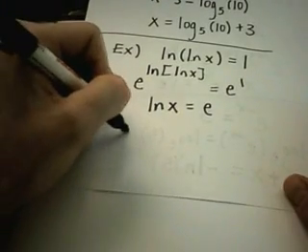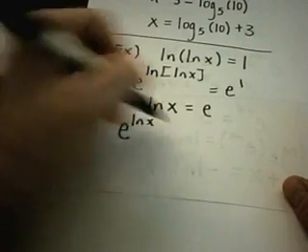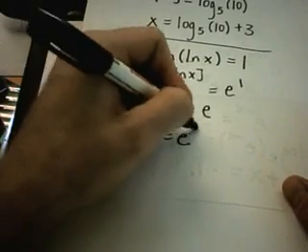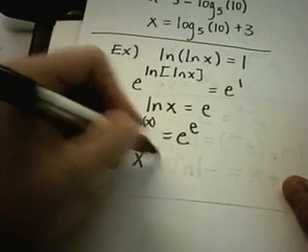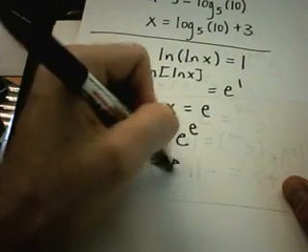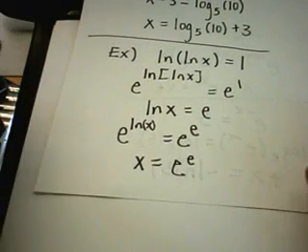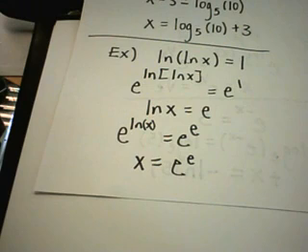But I can actually do this again. I can take e and raise it to both sides. And now on the left side, I'm just going to be left with plain old x equals e raised to the power of e. And that'll be my solution.